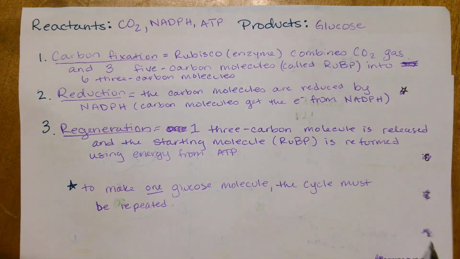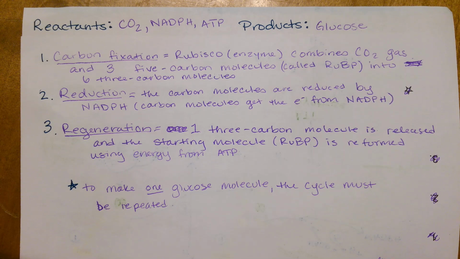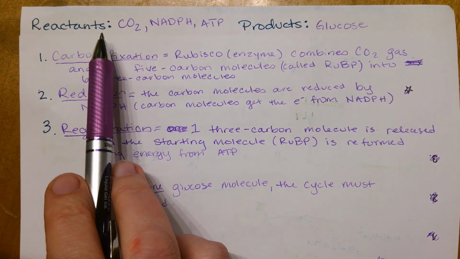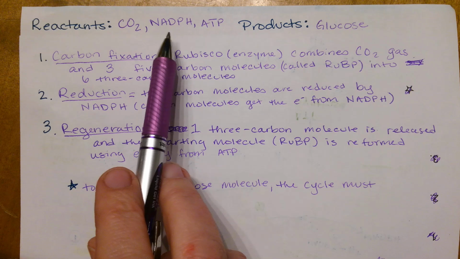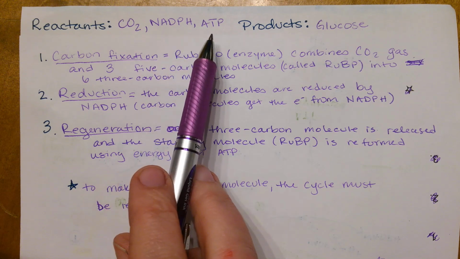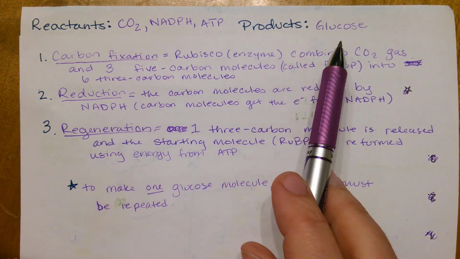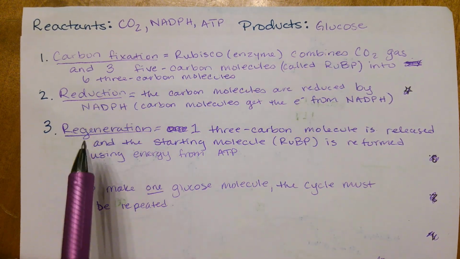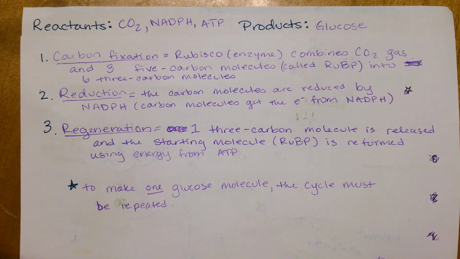You can kind of see, I made an error. So the reactants for this step are going to be carbon dioxide, NADPH, and ATP, and our products are glucose. That's really the only product we care about. There are 3 steps to the light independent reaction, or the Calvin cycle. The first step is carbon fixation. This is a really important aspect of photosynthesis.